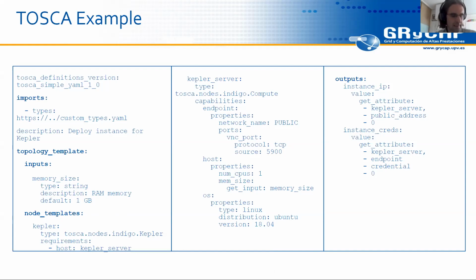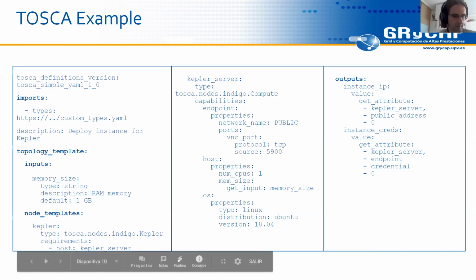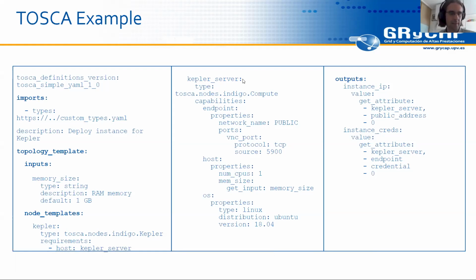Basically, it installs the Kepler software on top of the compute node where this software is deployed. So you can see there is a requirement, there is a host section, and it says that this software is hosted on the Kepler server node. Then in the next section, we see the Kepler server node, that is of type tosca.nodes.indigo.Compute, that is, let's say, a virtual machine.